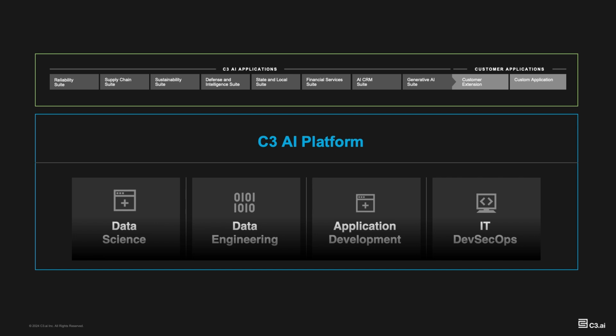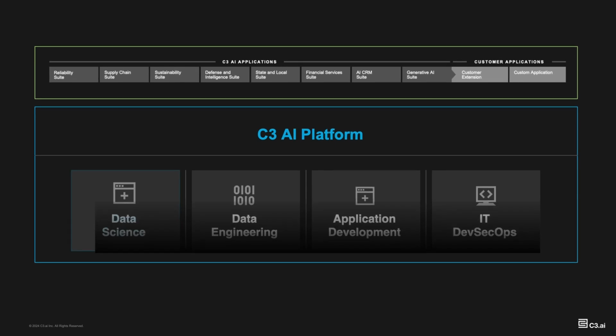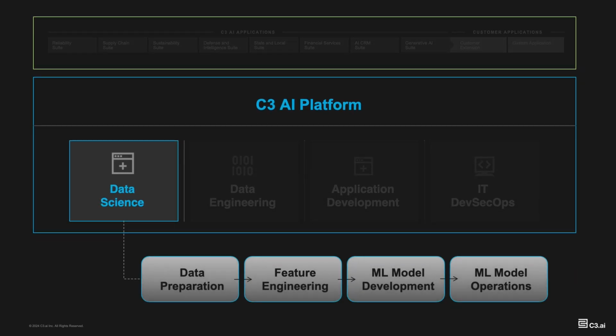The C3 AI platform is a comprehensive AI application development platform that brings together all the different personas within your organization, gives them toolkits and functions which makes them more productive, but above all, it enables them to collaborate with each other in a very efficient way.